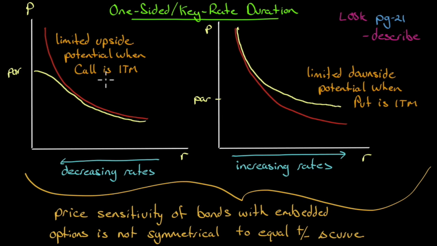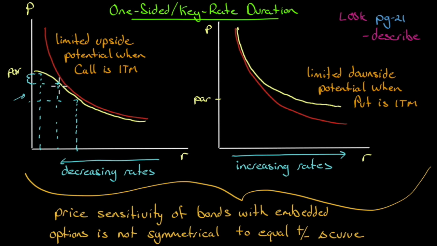So if we were looking at a measure of duration, and let's say we were looking at a measure right here, and we extended that down to here, and let's say that we change rates by an equal amount on each side to get PV negative and PV plus, we would end up here on the curve, and we would end up here. Well, you can see right away the difference between the two. They're not symmetrical at all. In fact, there's very limited upside.